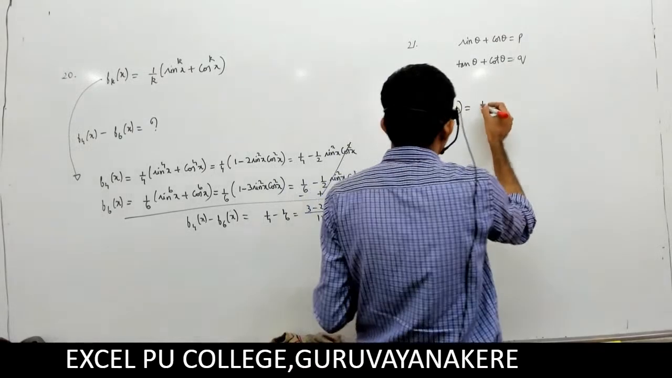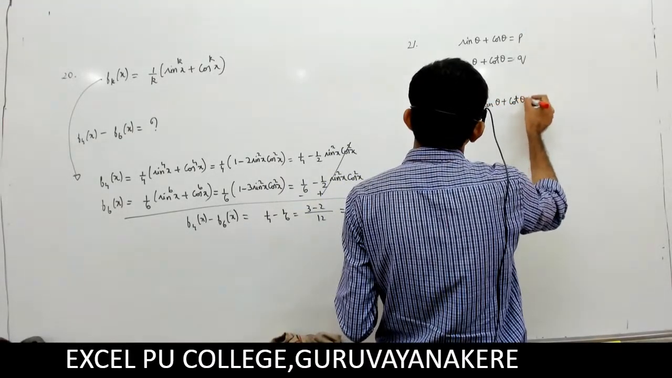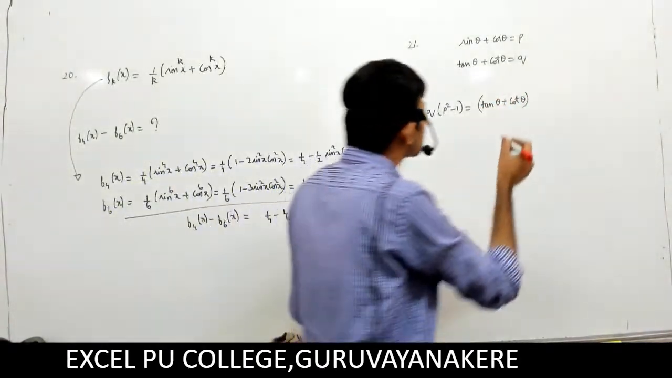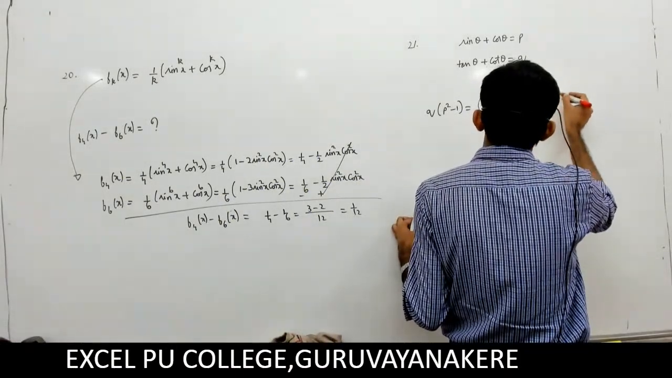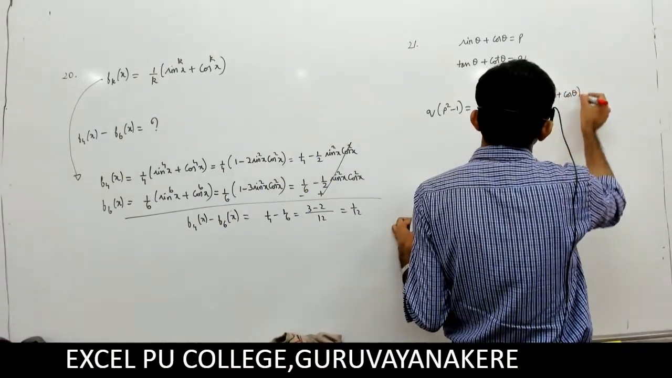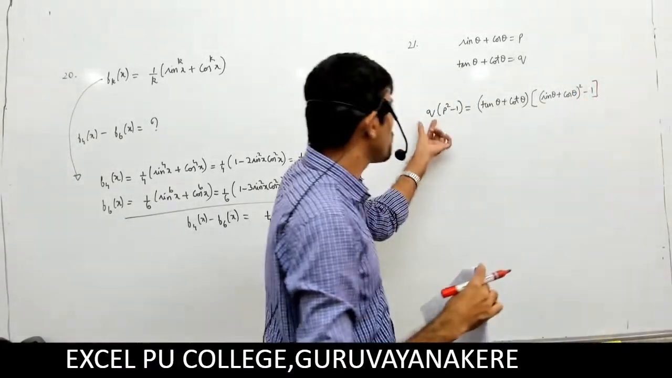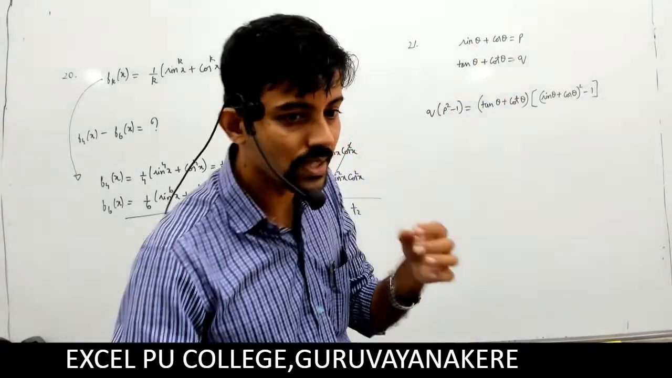Q is tan theta plus cot theta. Substitute. What is p? It is sin theta plus cos theta. Correct? Sin theta plus cos theta, the whole square, minus 1. Substitute the value of q and p. Q is tan theta plus cot theta. P is sin theta plus cos theta.